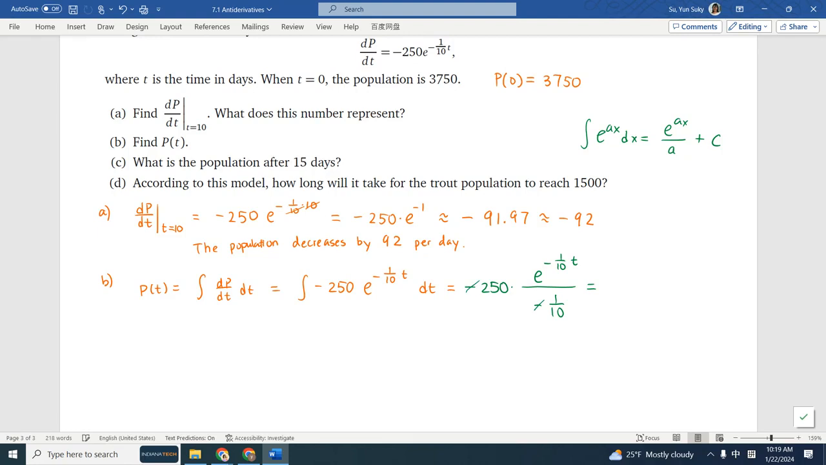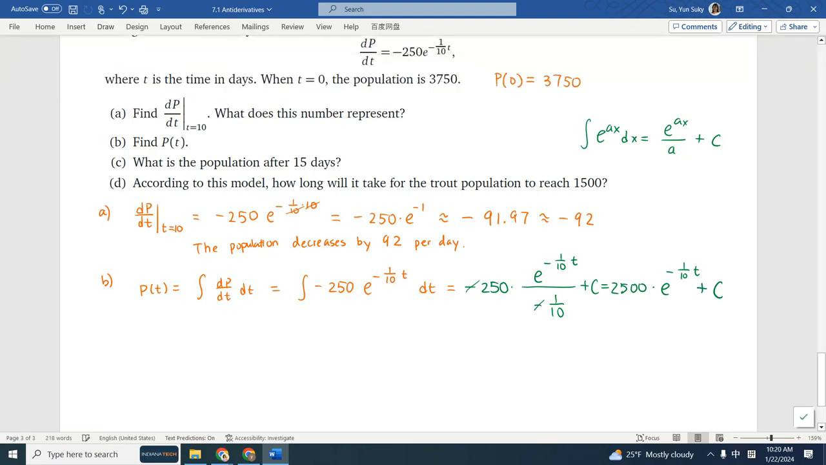You divide by 1 over 10. That is the same as multiplying by its reciprocal. Dividing by a fraction is the same as multiplying by its reciprocal. The reciprocal is 10. So 250 times 10 becomes 2500 e to the negative 1 over 10t. Sorry, I forgot the plus c. That is P of t.